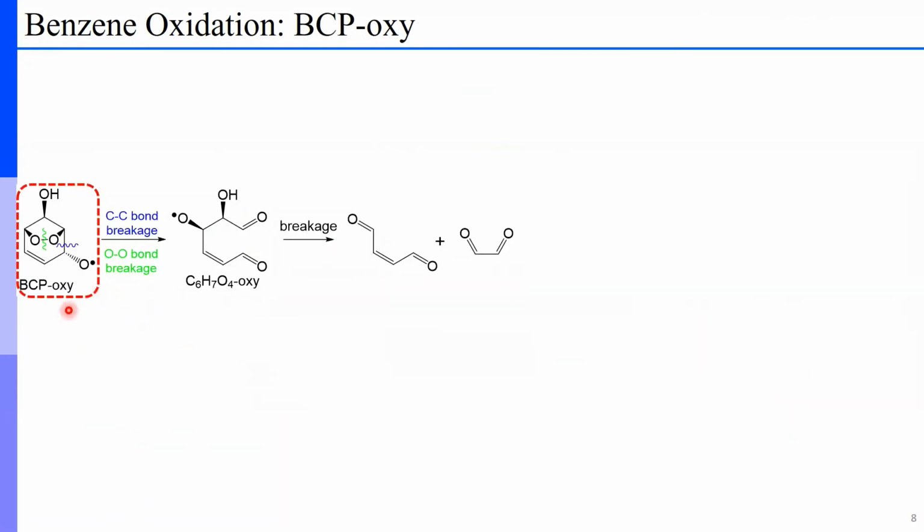The last radical I want to discuss is this bicyclic alkoxy radical. The dominant reaction of this alkoxy radical is to break the carbon-carbon bond and then break the O-O bond to produce an opened multifunctional alkoxy radical. This C6H7O4 alkoxy radical: the current mechanism assumes this alkoxy radical exclusively undergoes decomposition, which produces a glyoxal and a butenedial.